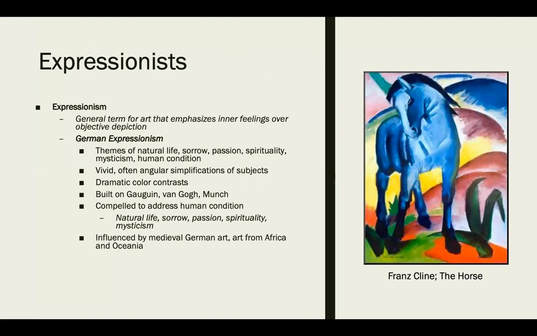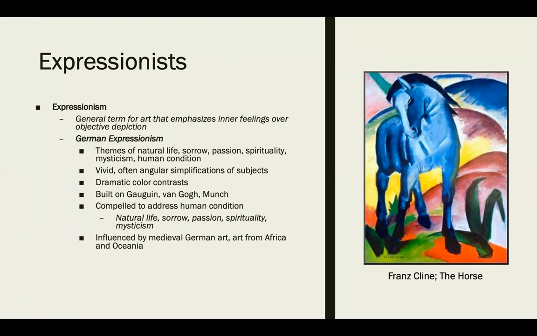Some expressionist painters, and we talked about expressionism a bit in the last chapter, but I'll touch on it again briefly. It's the general term for art that emphasizes inner feelings over objective depictions. So, the mentality of what abstract art is. German expressionism was very popular. There were themes of natural life, sorrow, spirituality, mythos, and the human condition portrayed. We often see very vivid, angular simplifications of subjects and a lot of dramatic color contrast. It's built on Gauguin, Van Gogh, and Munch, some very famous painters who worked in this style earlier, in the 1800s.